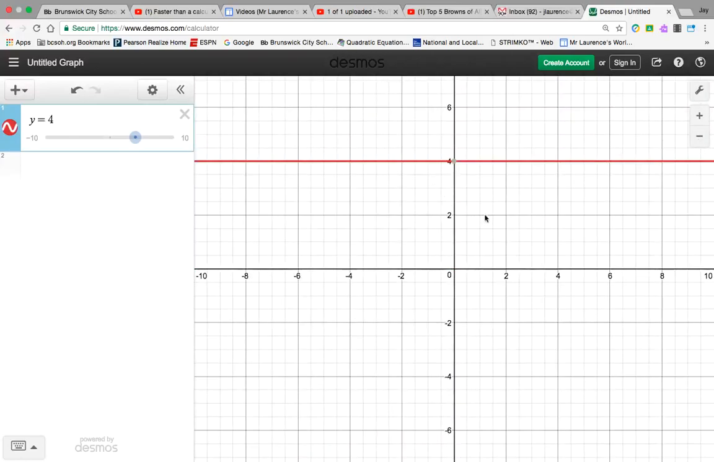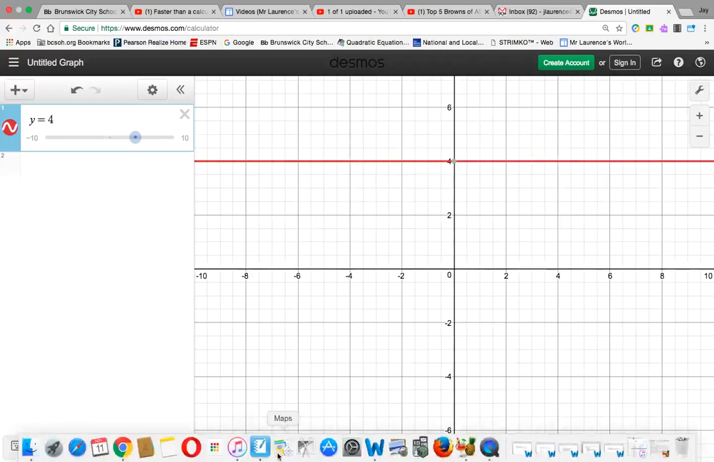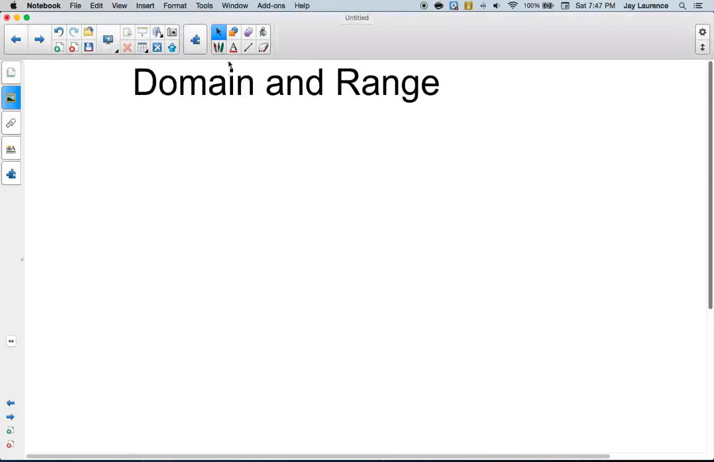Now, what about the range? The range is the possible y values, and I only see one y value. When x is -4, y is 4. When x is 0, y is 4. When x is 2, y is 4. When x is 3, it's 4. The range is just simply 4, a set of 4, that's it. I don't think it's going to let me write on here, so the range on that one would be just a set of 4.